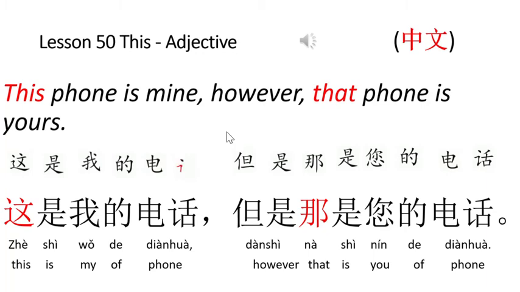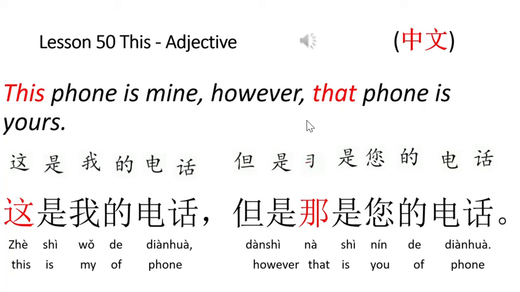Eight strokes, okay? 但是 means however. Tan, you know Tan, okay? 是, you already know that. 那, you already know that. Just keep reminding yourself. Yi, long stroke.